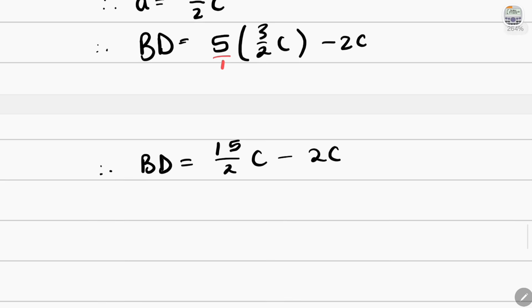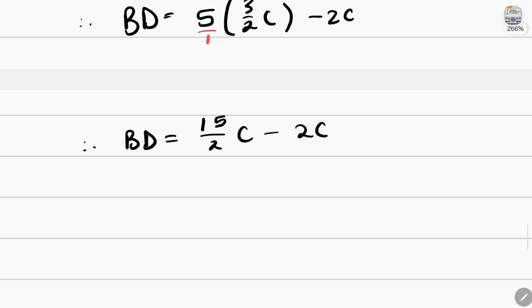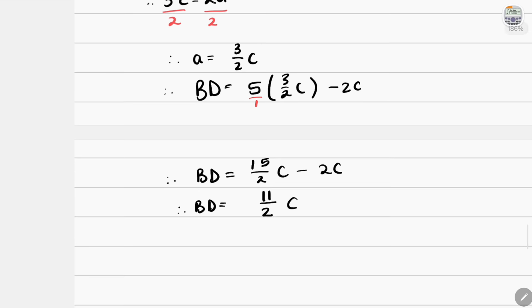Minus 2C. How do we subtract these? Okay, 15 over 2 is 7.5. So you can just say minus 2C, which would be 5.5. You can use your calculator for this. And so that is 11 over 2. So BD is actually equal to 11 over 2 C. And that's what we have here for BD.